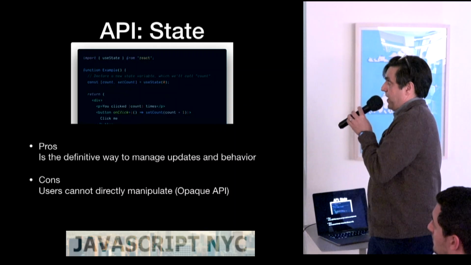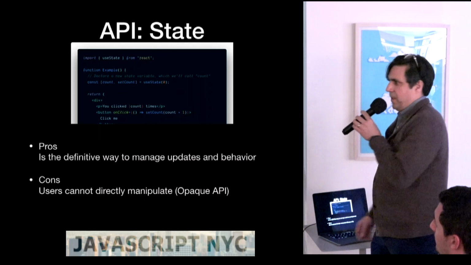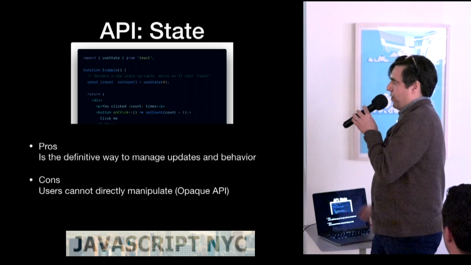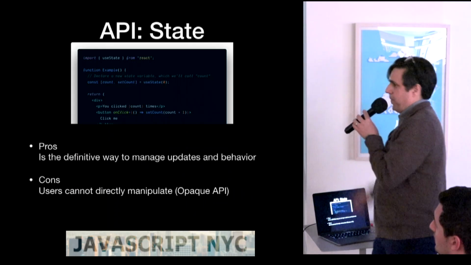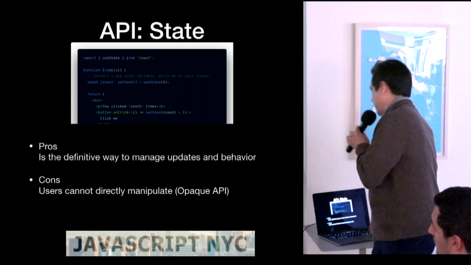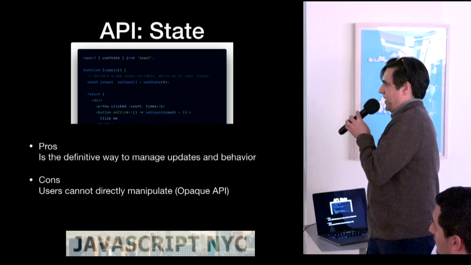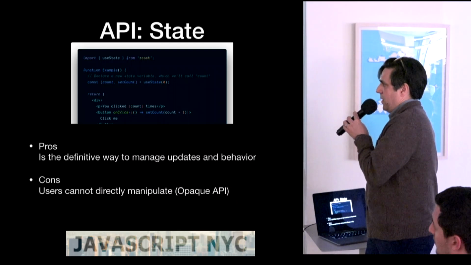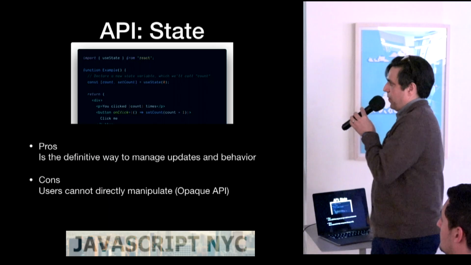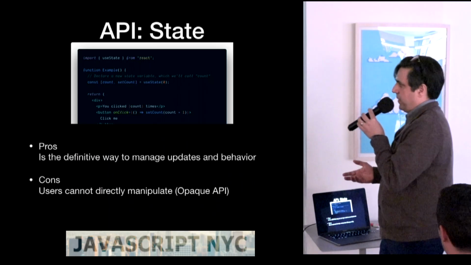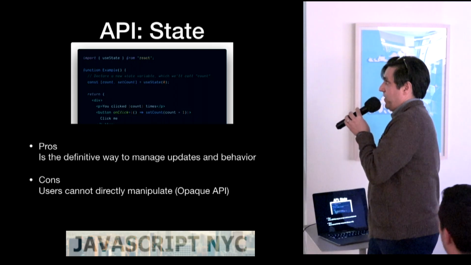Then there's state, and that's really the only way to change things in your component. There's also Redux, but Redux is a top-level component that passes in things that has state. Something at the top level has to have state. The downside of state is that it's opaque. So users really can't directly manipulate it unless you're using something like Redux, but that doesn't really make sense for a component library.